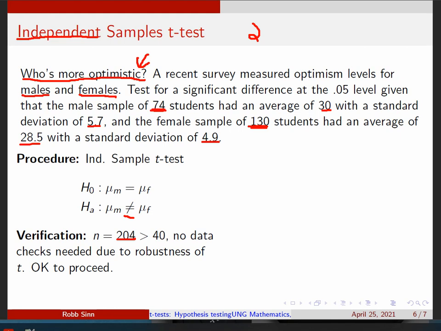Now, since I do have a large sample, I do not need to do data checks. No data checks are needed due to the robustness of the t statistic. It's okay to proceed. Okay, so let's run this test.